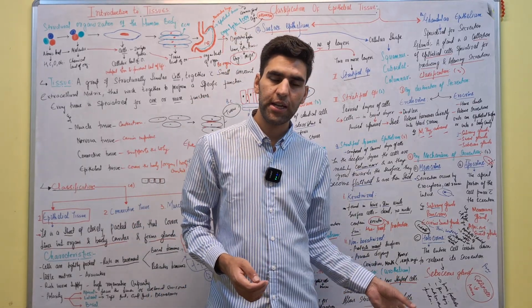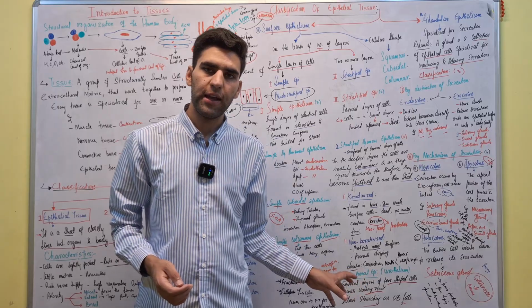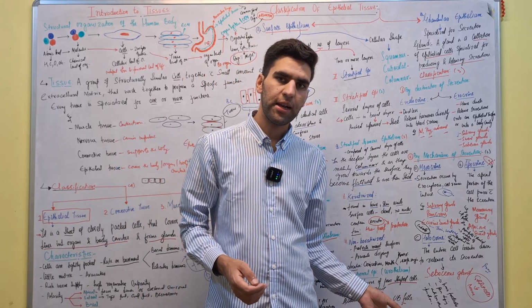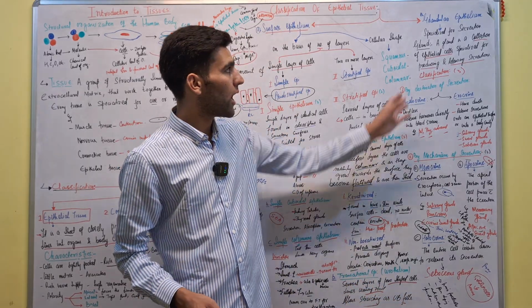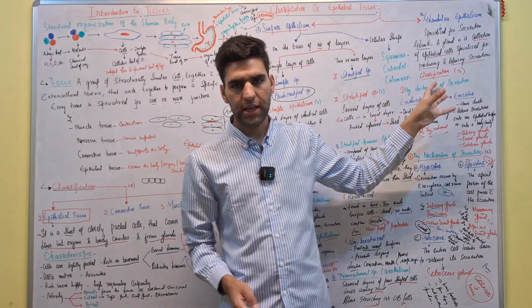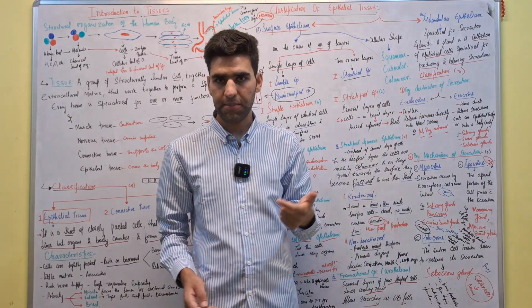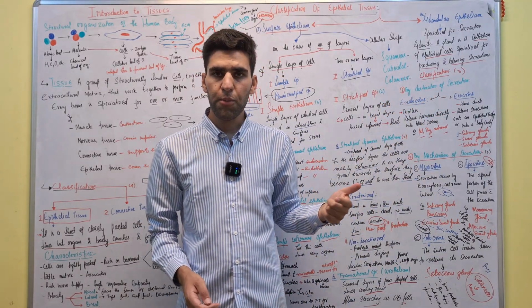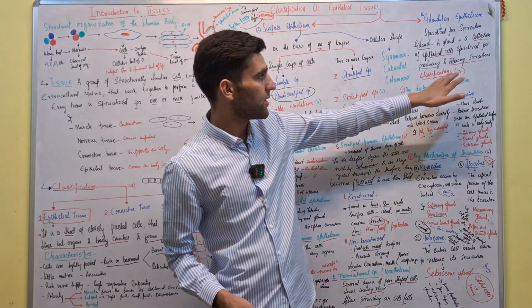And then we have transitional epithelium. It is mainly present in the urinary tract, and it allows stretching of the urinary bladder, and the cells are pear-shaped. Then we have glandular epithelium. That is, it forms the glands. What actually is a gland? It is a collection of epithelial cells that produce the secretion and release the secretion.